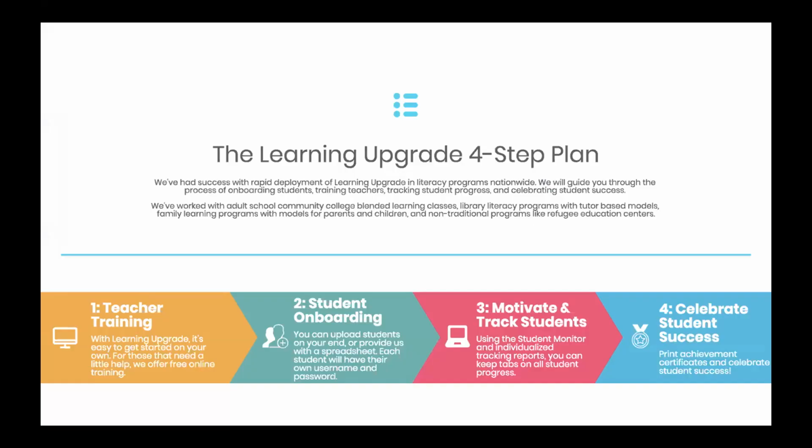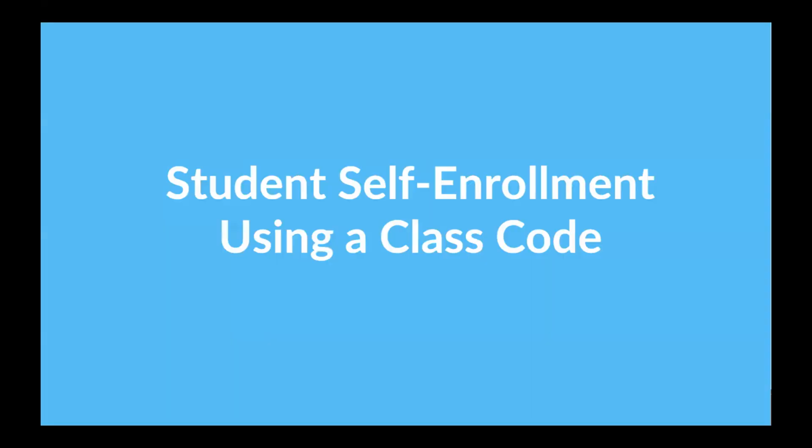So we have a 4-step plan for this. Number 1 is teacher training. That's what we're doing in the webinar today. And so I want to cover steps 2, 3, and 4 in this training. Step number 2 is the most important for remote learning, and that's student onboarding. So I want to go through student onboarding in detail. Once your learners onboard and get completing lessons, you're going to need to motivate and track your students from home. And then once you motivate and track, you can identify which learners are doing well, which learners need a little help. And that's step number 4. So we can celebrate student success and then also help learners that might be falling behind.